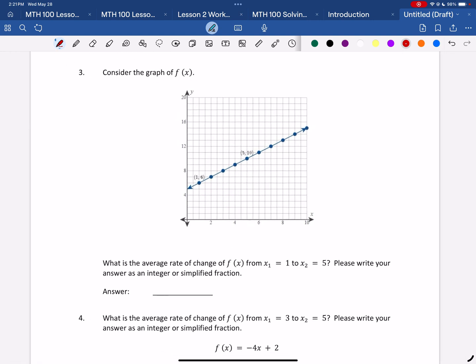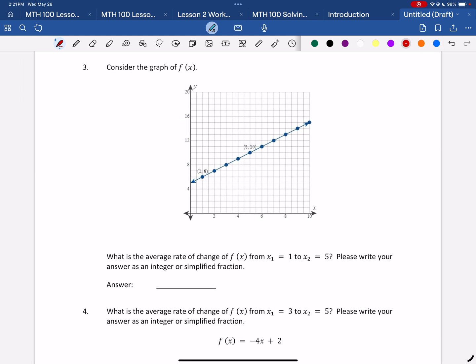Example 3. Consider the graph of f of x. What is the average rate of change from x is 1 to x is 5? So x is 1, they give us the point, 1, 6. X is 5, they give us the point, 5, 10.